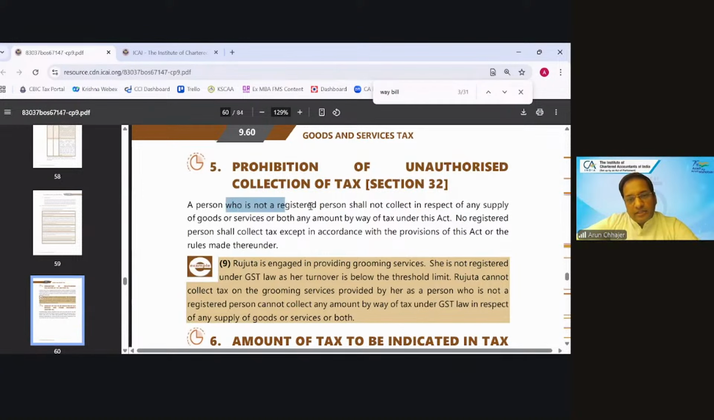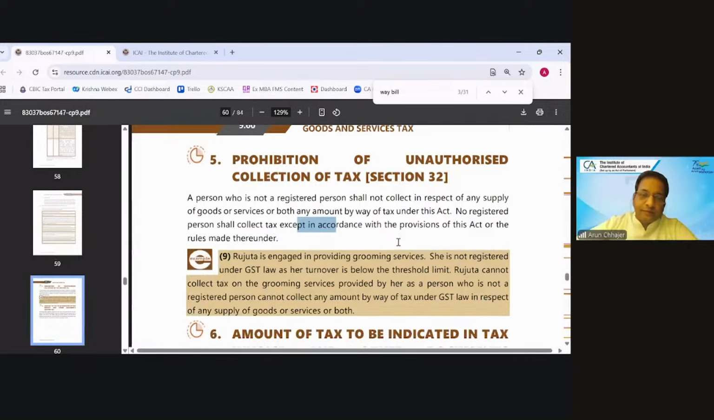Last part, prohibition of unauthorized collection of tax. A person who is not registered shall not collect the tax in respect of the supply by way of the tax under this act, and no registered person shall collect the tax except in accordance with the provision of the act or the rules made thereunder. So if it is unregistered, he cannot collect any tax. If registered, then he can collect the tax, whatever it is authorized by the law.